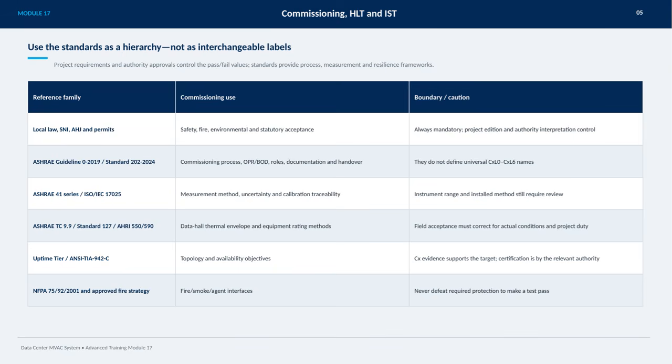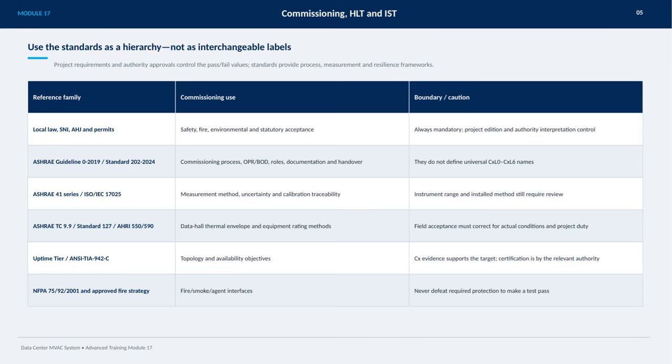Uptime and availability goals are set by frameworks such as Uptime Tier and ANSI TIA 942C. While commissioning evidence supports these targets, certifications are issued by the appropriate authorities. Finally, fire safety standards including NFPA 75, 92, and 2001, as well as approved fire strategies, outline critical interfaces for fire, smoke, and suppression agents.